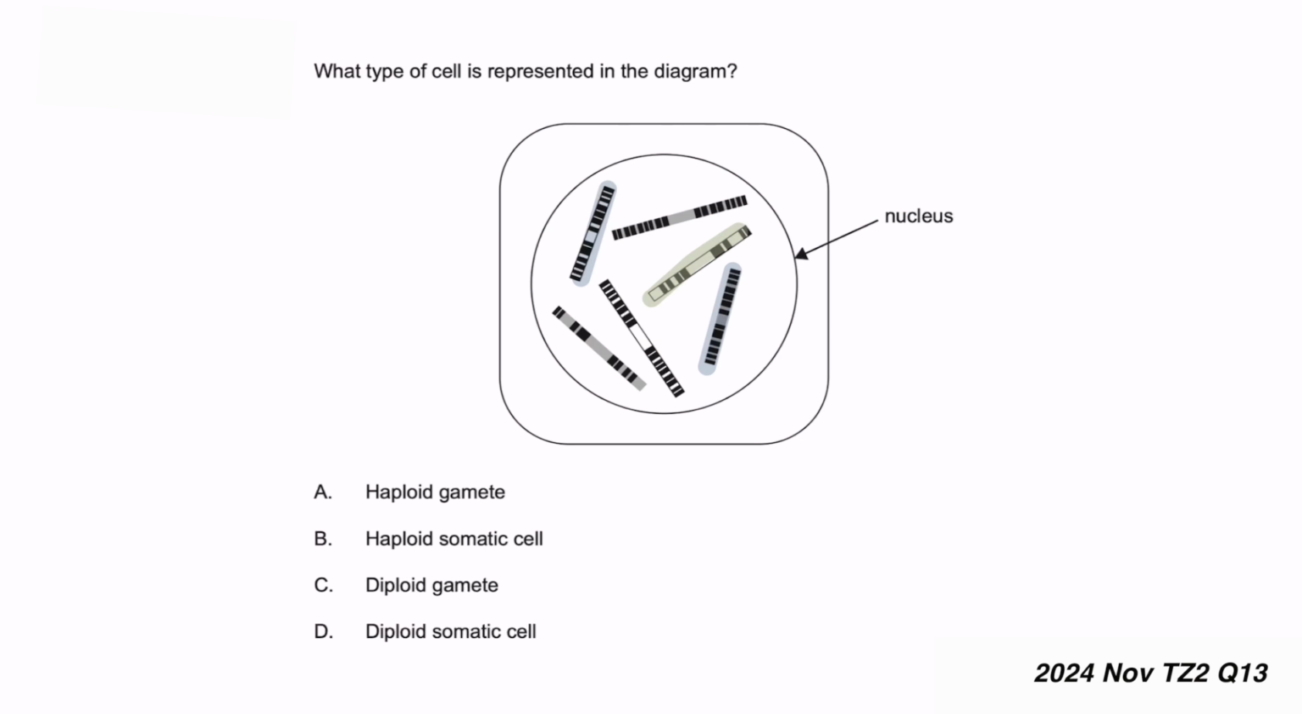There are 3 pairs of chromosomes in the nucleus. They are a pair because they have the same band pattern. So this cell is a diploid cell. Only somatic cells are diploid.